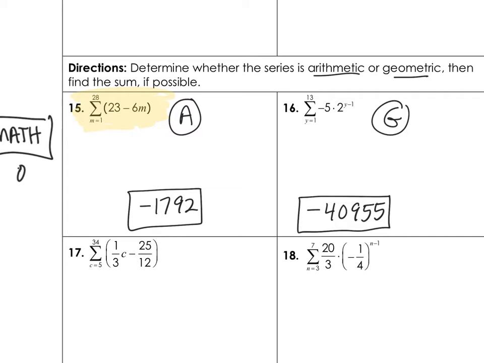What I want you to notice is that on the geometric ones, you're going to have the exponent be a letter. Okay, that's your variable. So that's how you'll know. This is negative 5 times 2 to the whatever power. So that is your geometric. The other one, when you're just multiplying by a regular number for the variable, then that is arithmetic. So you can check those.